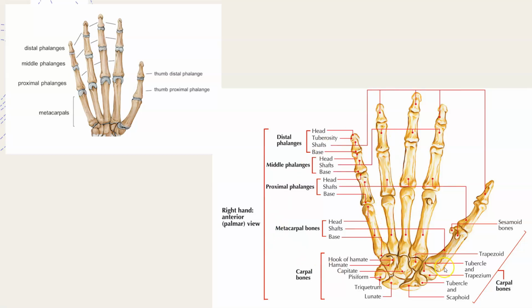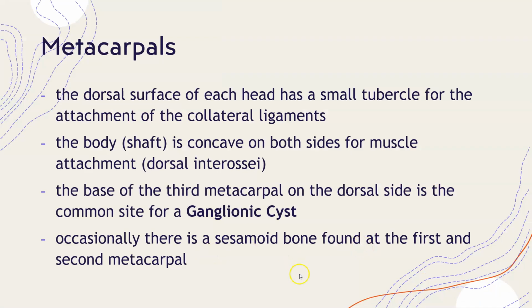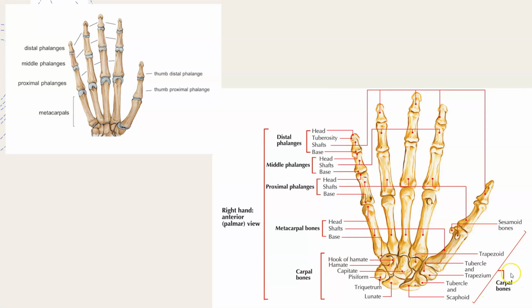This is a great slide, or part of a slide, that will help you in studying where everything is in the hand, okay? The base of the third metacarpal on the dorsal side is a common site for something called a ganglionic cyst. It's just a cyst that can arise there. You'll learn a bit more about that in pathology. On occasion, there is a sesamoid bone found at the first and the second metacarpal. And in this drawing, you can see the artist has drawn in sesamoid bones here at the first, and occasionally you'll find some here. And by the way, this is the palmar view of the hand. You can see them here as well in this diagram.